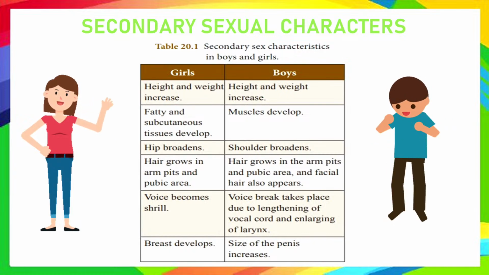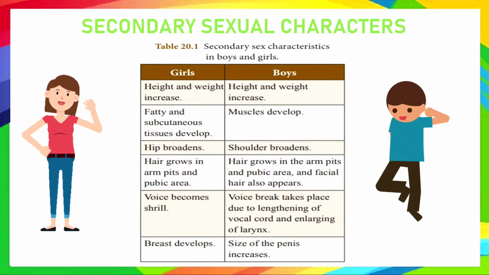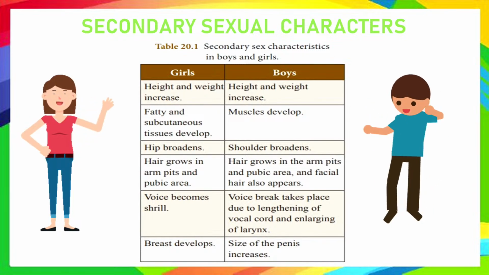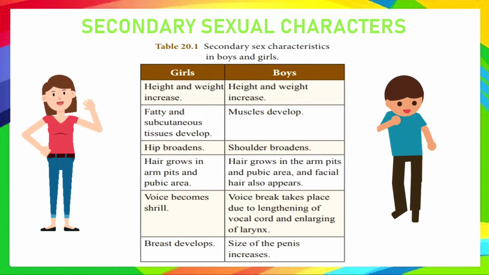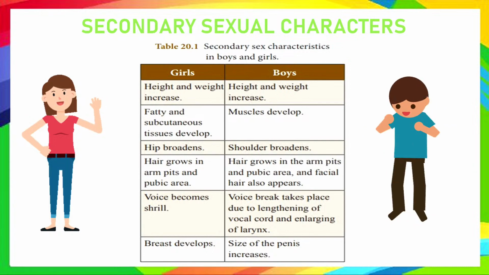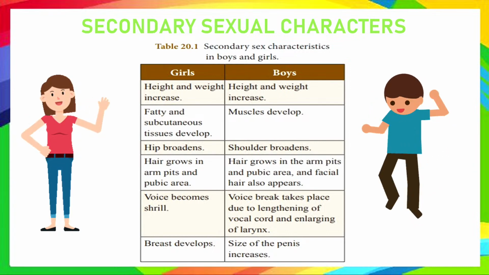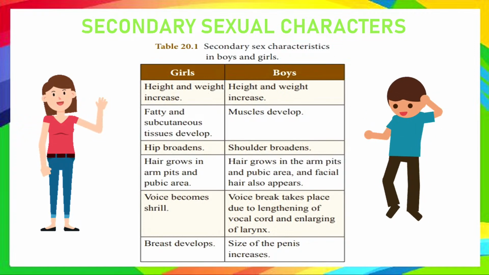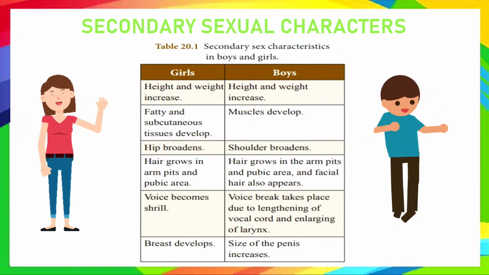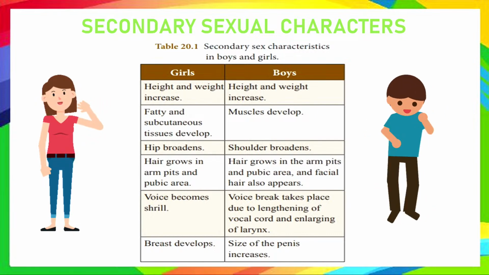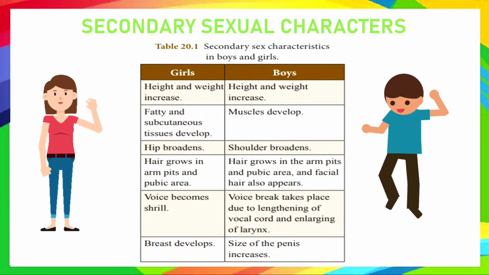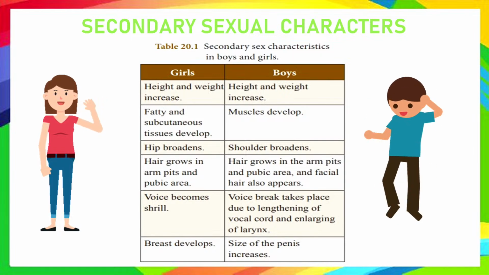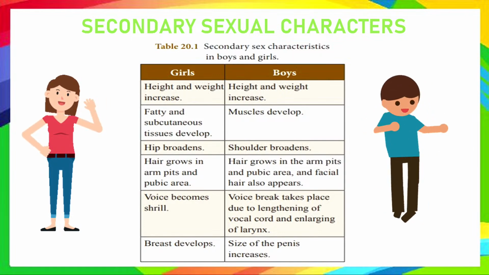facial hair. Voice will become shrill in the case of girls, but in boys voice breaking takes place due to the lengthening of vocal cords and enlarging of the larynx. In girls breast development takes place, and in boys the size of the penis will increase. So these are all secondary sexual characters that take place in this stage.